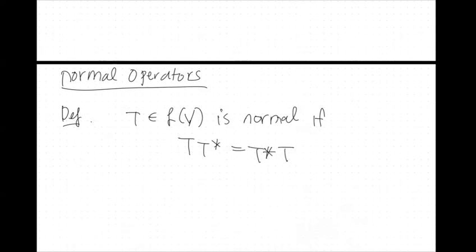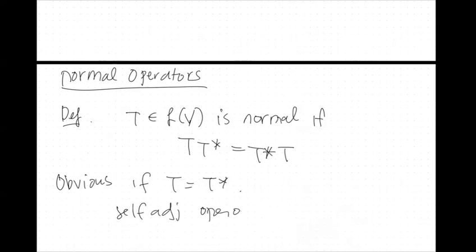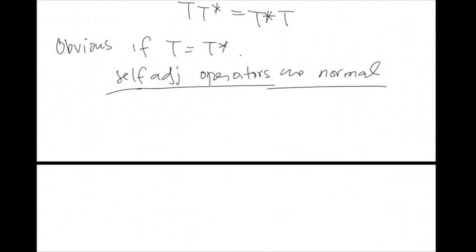Obviously, every self-adjoint operator is normal. Obviously, if T is equal to T star, then self-adjoint operators are normal: T T star is T star T, whatever. Okay.